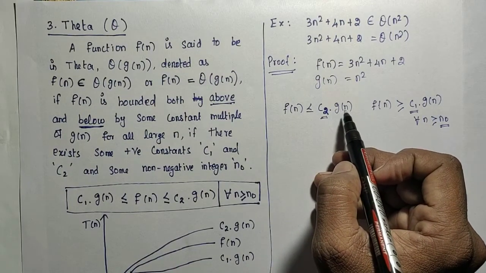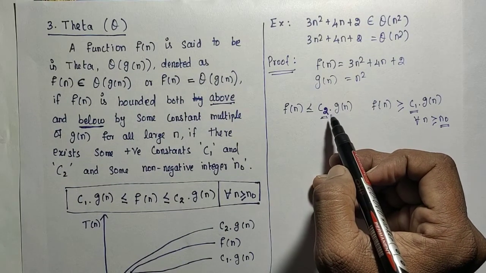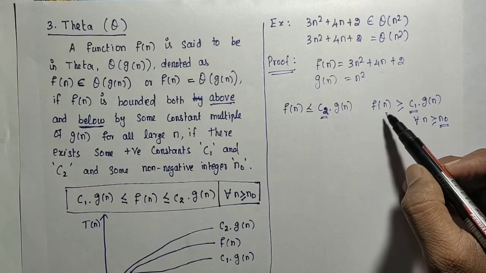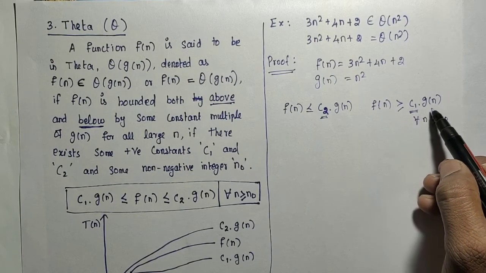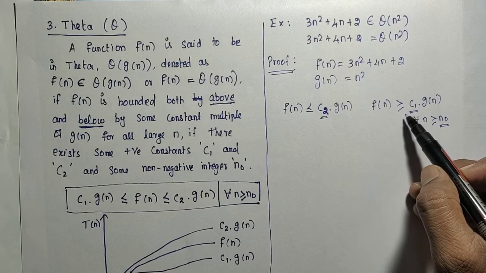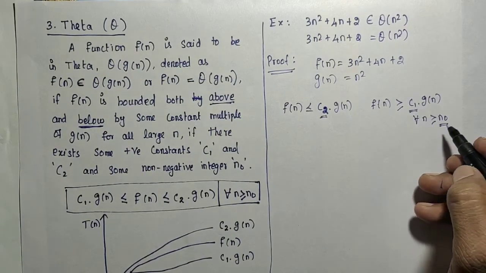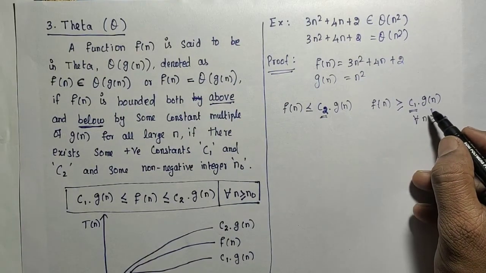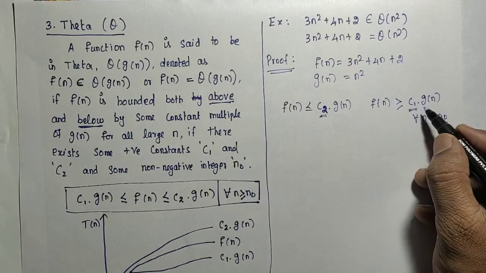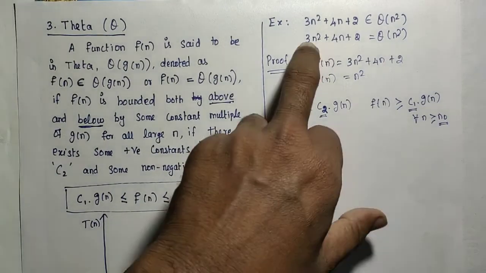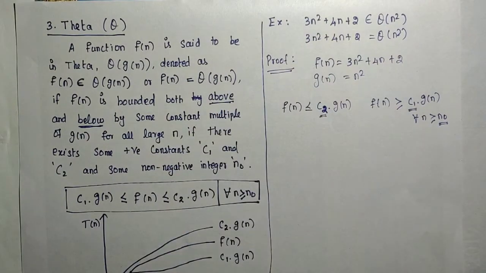n. In that, we find the c value and n naught value, and then we have to prove that f of n is greater than or equal to g of n. It means that this is Big omega. So for which c value and n naught value does f of n belong to Big omega? That we have to find. Okay, so in this, we have already solved the big O notation.